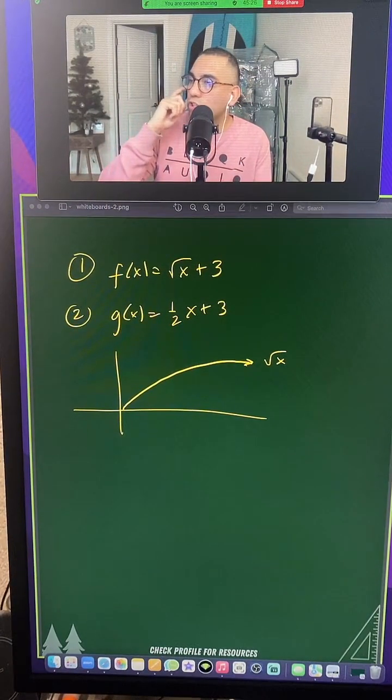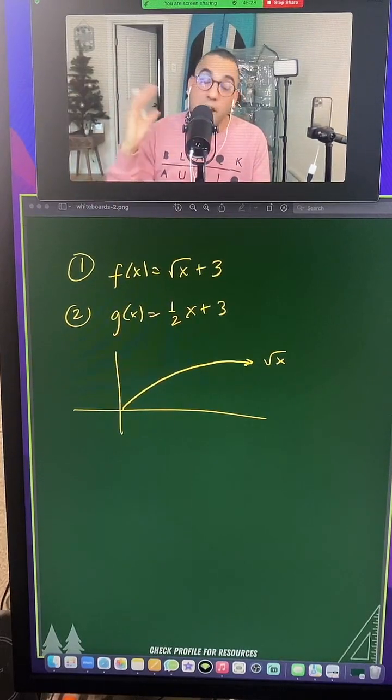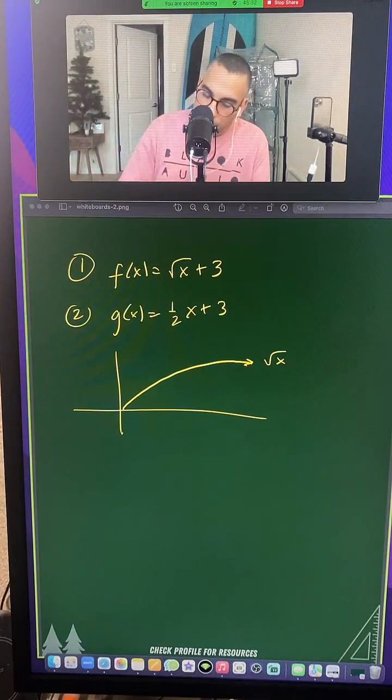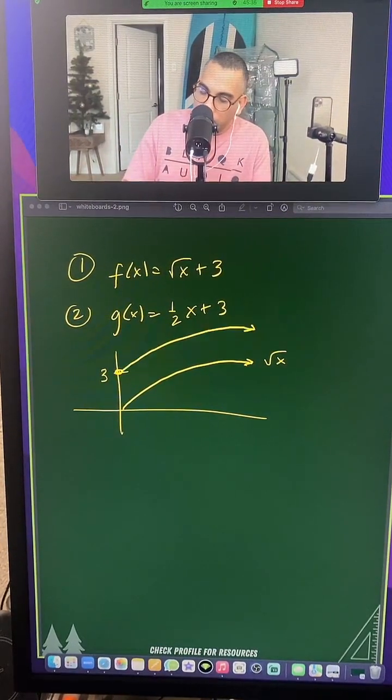It goes up, vertical shift up. Absolutely. You're going to go up, and not just vertical shift up, but we're going to give it a specific value. It's going to go up 3. You guys already knew that. So really what this function looks like is it starts at 3 and it kind of goes like that. Okay, so let's go ahead and erase that.